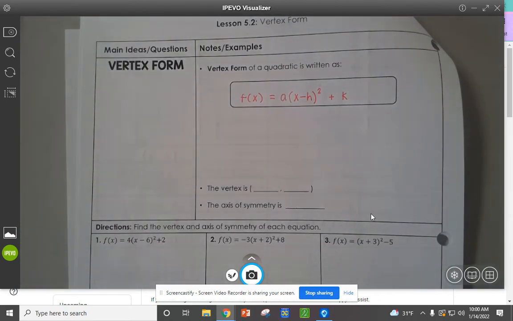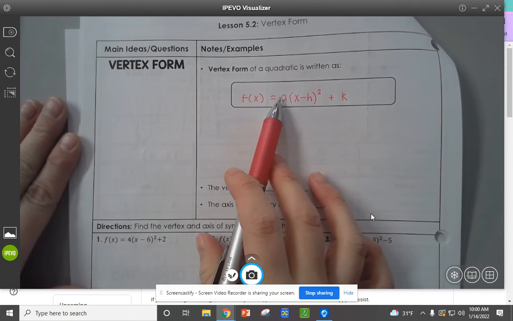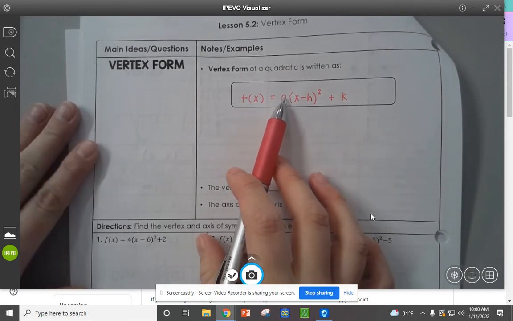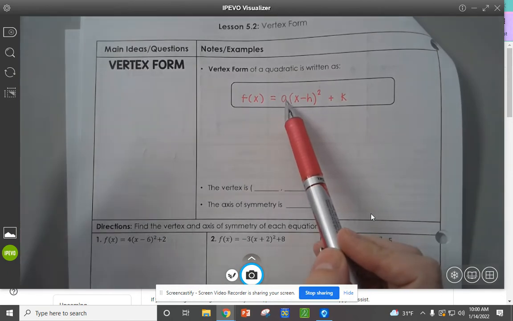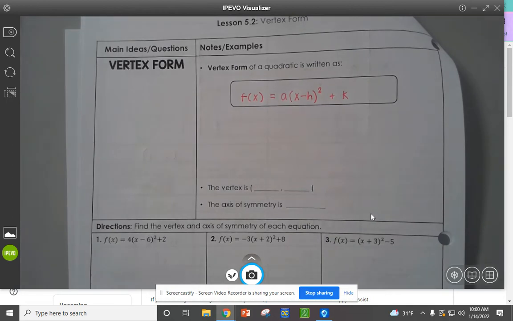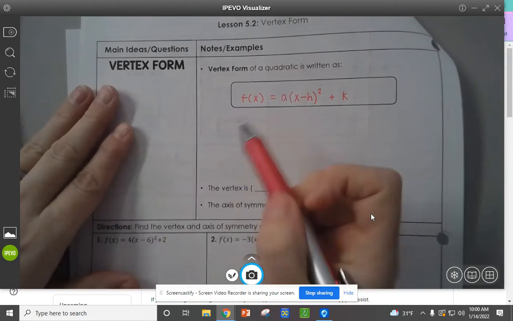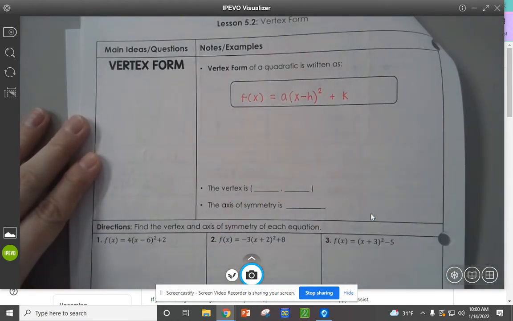Now that a tells us a couple of things. One, it tells us how skinny or wide the parabola is. The bigger the number, like 2, 3, 4, 5, the skinnier it gets. If it's less than 1, like 1/2, 1/3, 1/4, it gets wider. We're really not going to do too much with that in this unit.